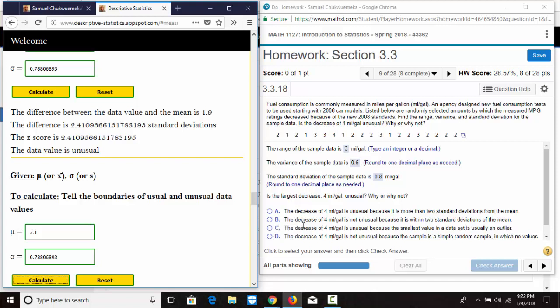Let's look at B. B, the decrease of 4 miles per gallon is not unusual. Well, it's unusual, so strike off B. C, the decrease of 4 miles per gallon is unusual because the smallest value in the data set is usually an outlier. Strike off C, that is wrong. D, the decrease of 4 miles per gallon is not unusual, it's unusual. Strike off D. So it's A, but I would go with the decrease of 4 miles per gallon is unusual because it is more than 2 standard deviations above the mean.